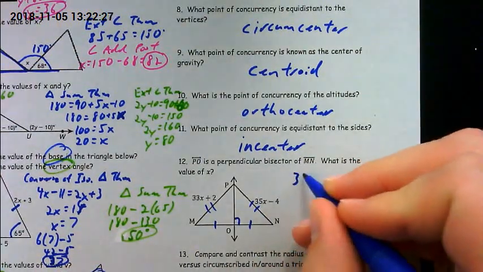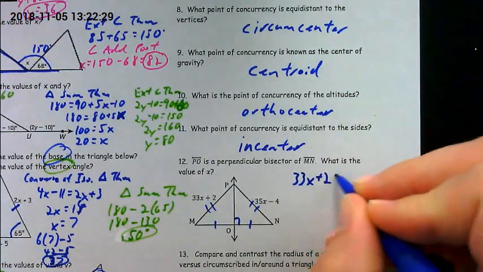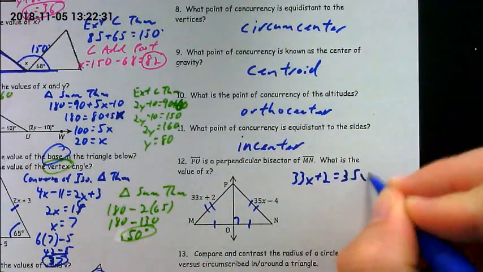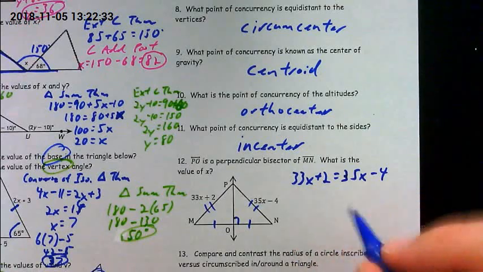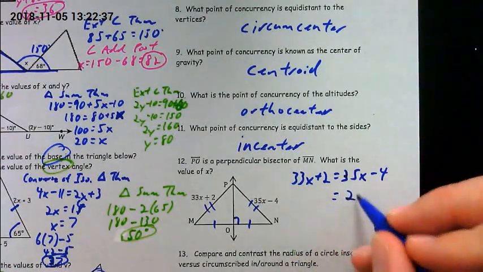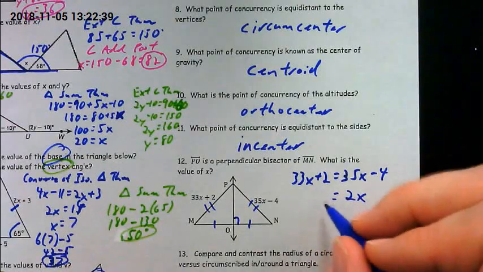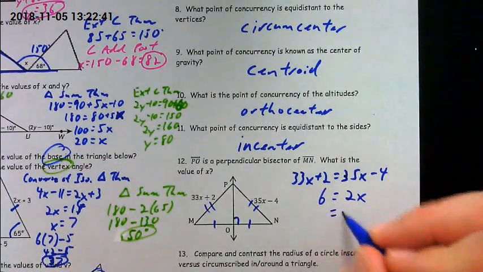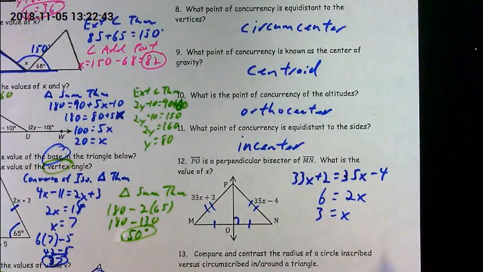So we have 33x plus 2 equals 35x minus 4. I'd bring the 33x this way. So that'd leave us with just 2x. The 4, bring it across by adding. You get 6 divided by 2, and x is 3. That's all they want us to find. That was not hard.